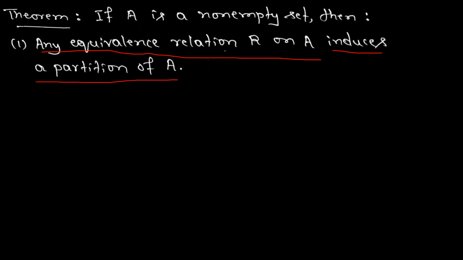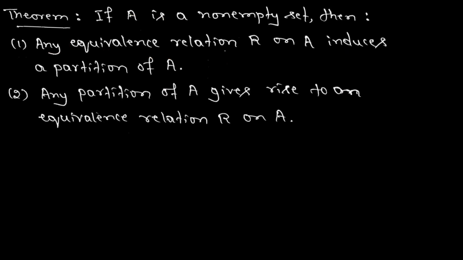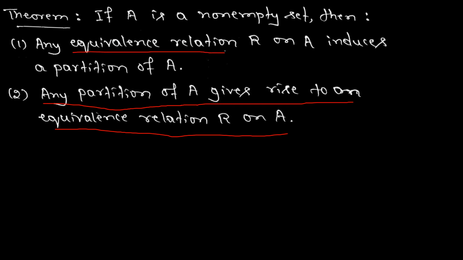That means with the help of an equivalence relation, you can partition a set A. In the other way, any partition of A gives rise to an equivalence relation R on A. Here we are saying with the help of a partition, you can find an equivalence relation in the other way.